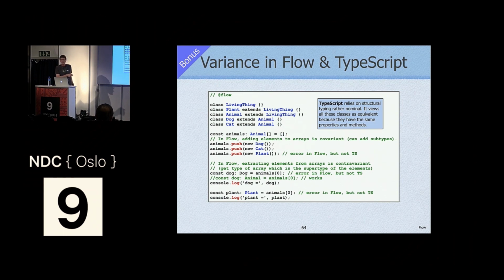That's not good. I shouldn't be able to put a plant object into this array that is only supposed to hold animals. And Flow says that's an error. TypeScript says it's all good. And the reason it's good is that all 5 of these classes, they don't have any properties or any methods. So they all match. I think that's a little bit odd that it doesn't complain about that. And so that's another reason why I prefer Flow over TypeScript.